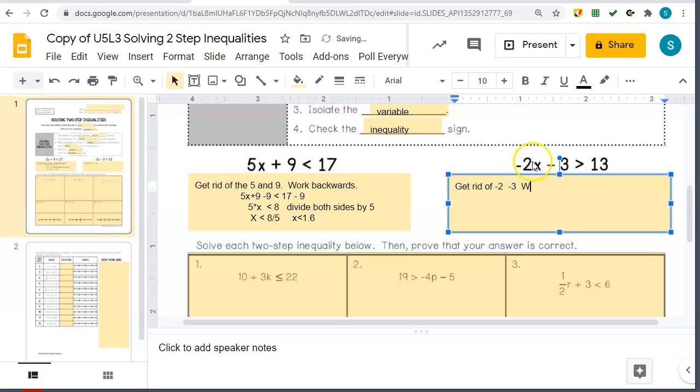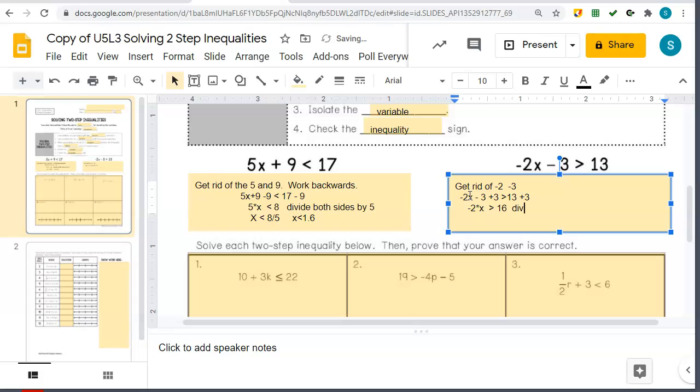So normally if I told you x, you would do this multiplication and this subtraction. So we're going to add 3 to both sides. So let's look at negative 2x minus 3. And then our complementing action that's going to get rid of that minus 3 is adding 3. And that's going to be greater than 13 plus 3. When we simplify and cancel out those two, we get negative 2 times x is greater than 16.